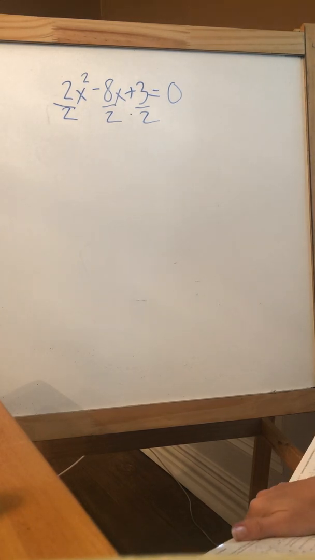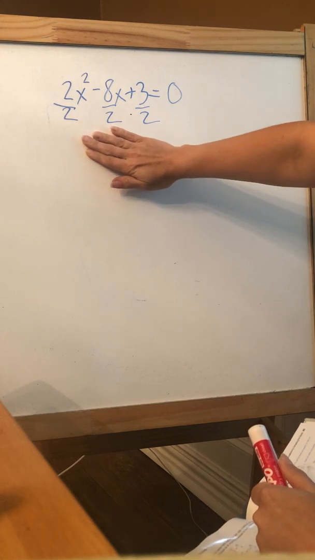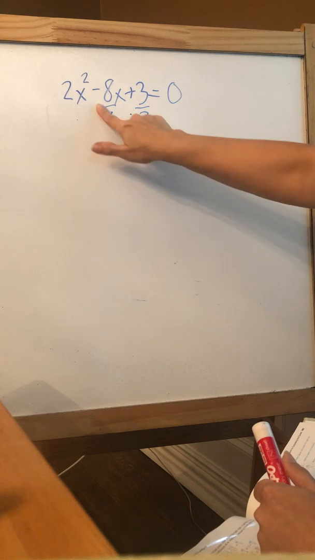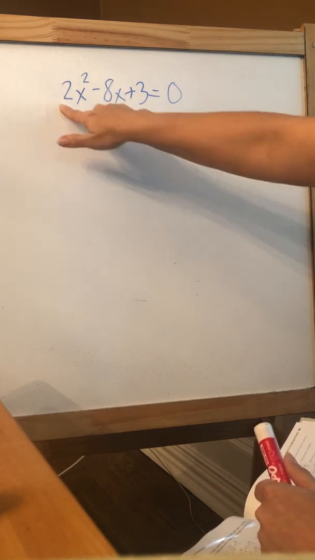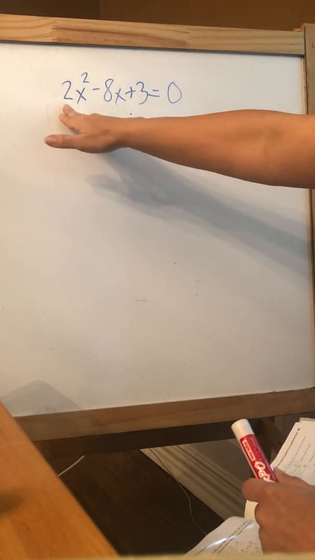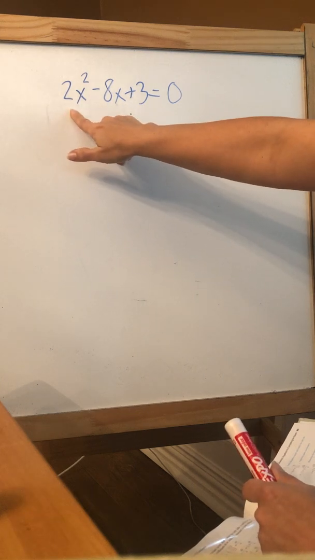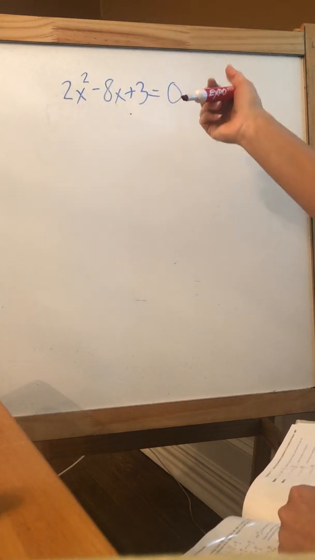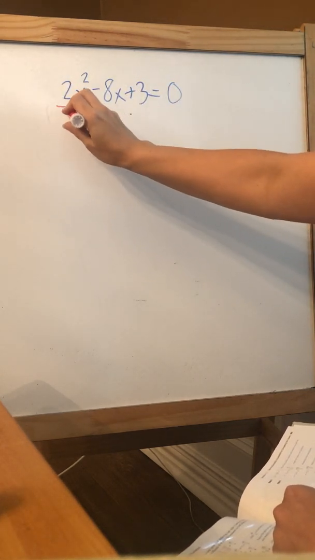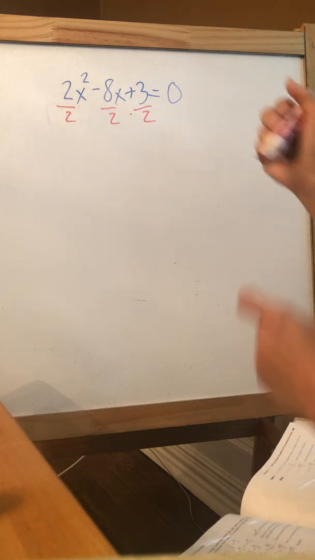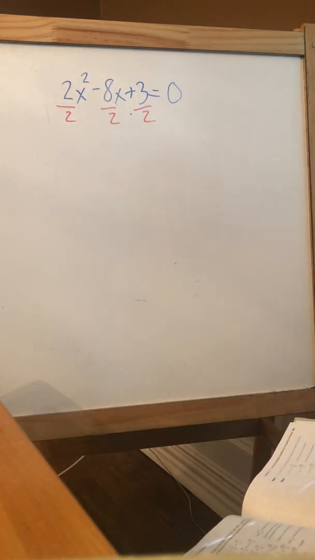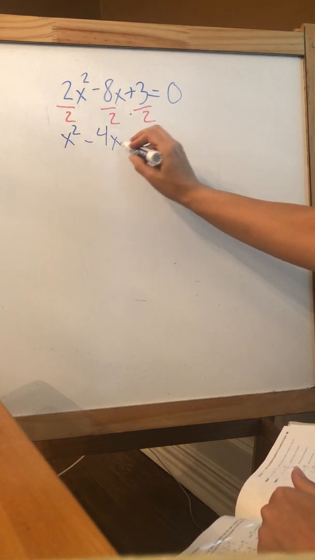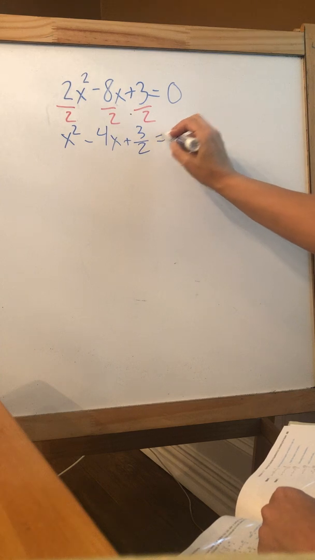Okay, going on for part 2, what I said was to solve this, the first thing you have to do, and we have this equation here, you cannot have a value other than 1 right here in your A variable because you can't have that to complete the square. So the very first thing we're going to do is divide everything by 2 to get rid of that. So you end up with x squared minus 4x plus 3/2 equals 0.